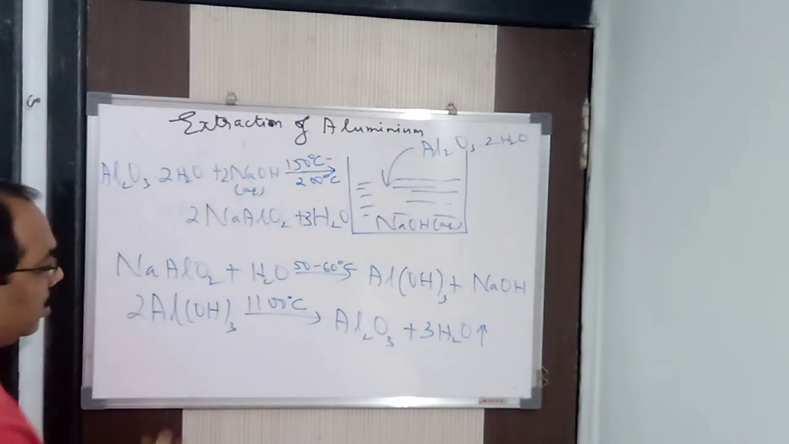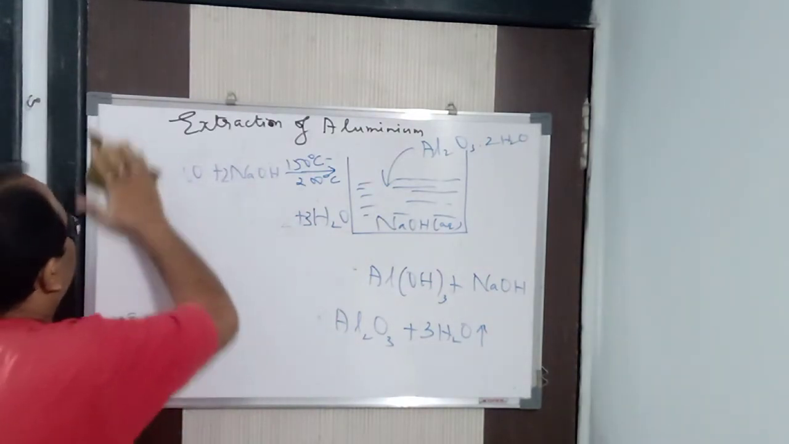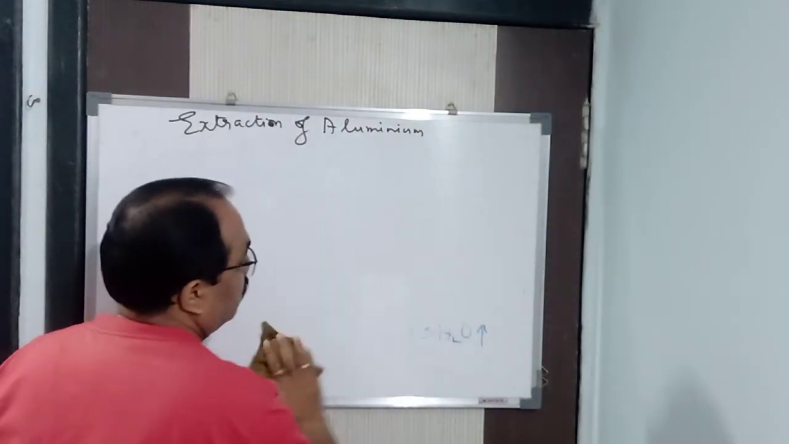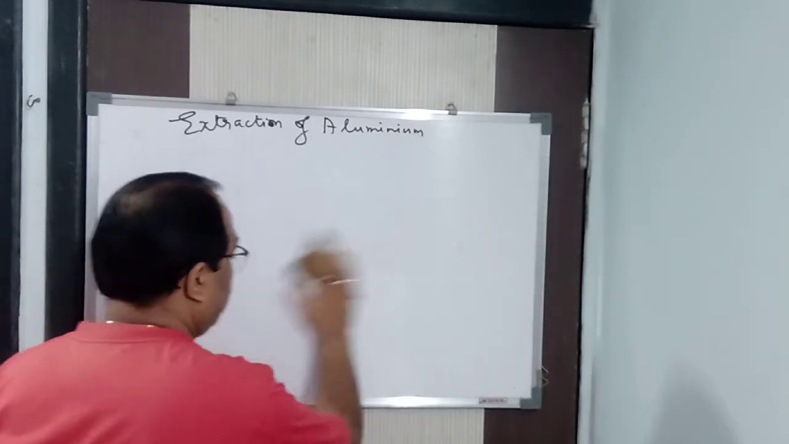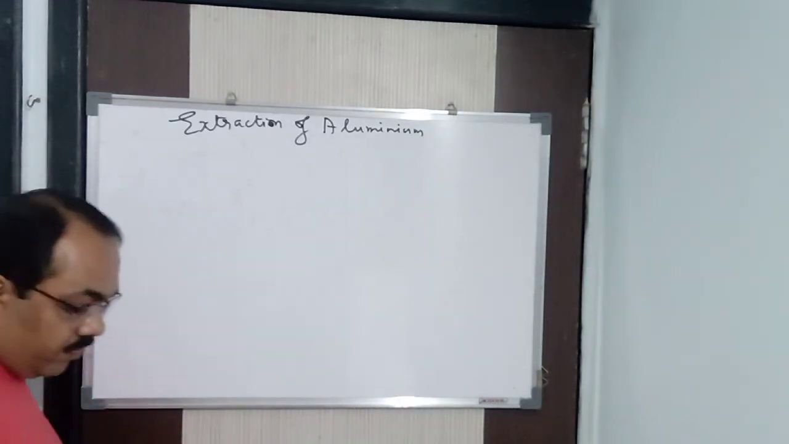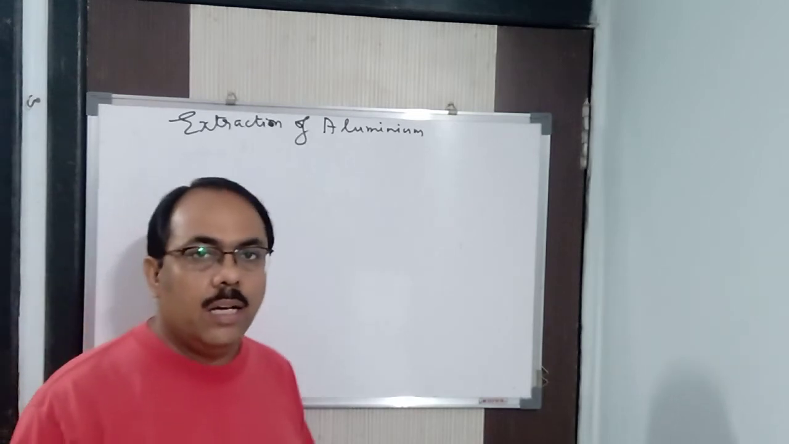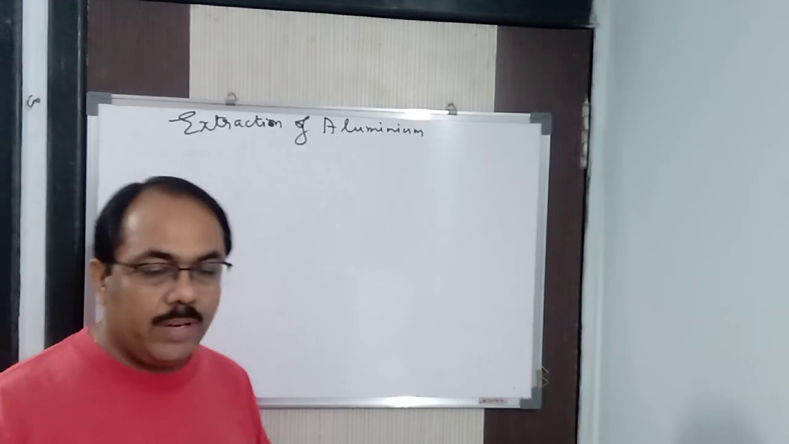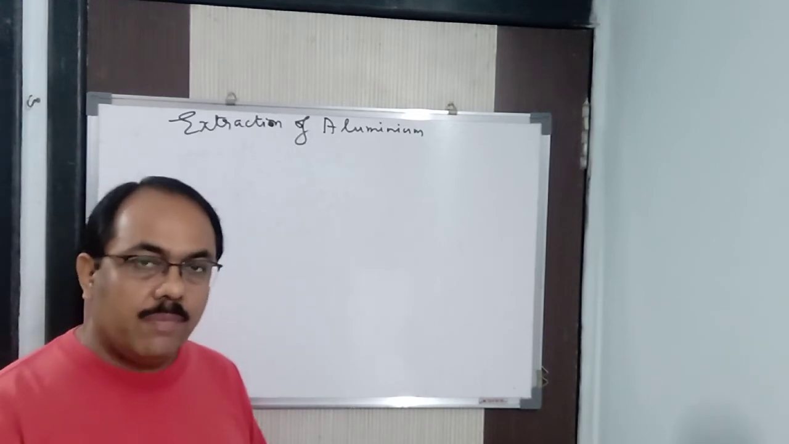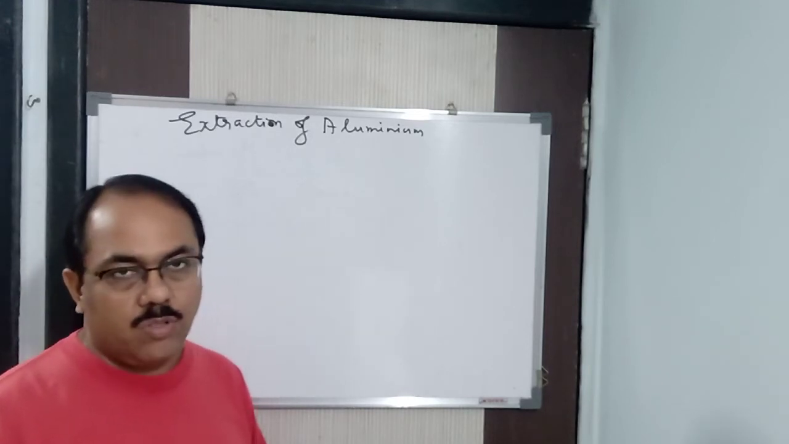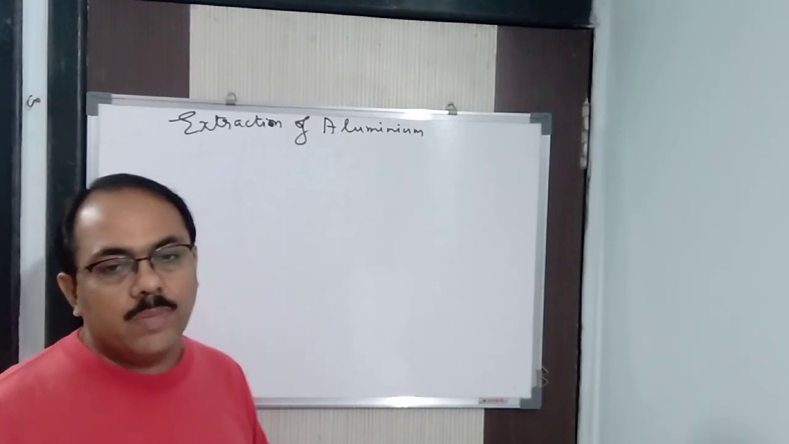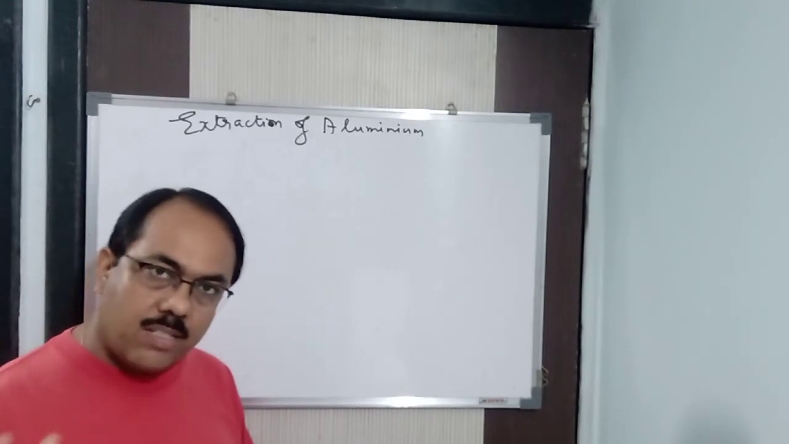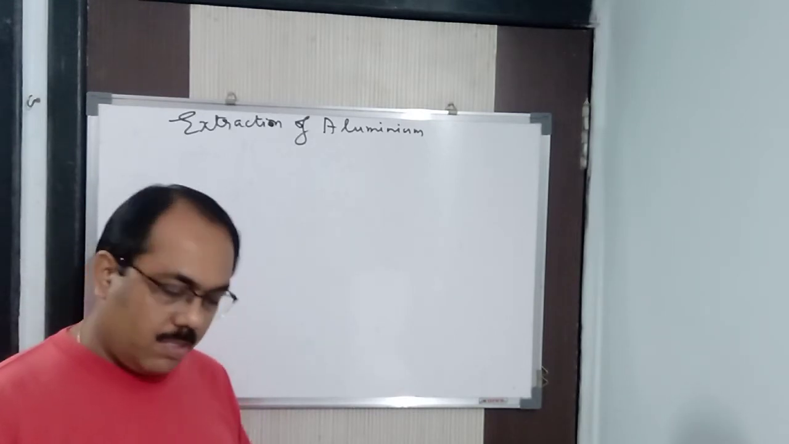We can also do this by another process, known as Hall's process. This is Bayer's process; we can do it by Hall's process also. The difference is that instead of sodium hydroxide, we take aqueous sodium carbonate. Aqueous sodium carbonate is also basic, because sodium carbonate is made from a weak acid, carbonic acid, and a strong base, sodium hydroxide, so it is also basic in nature.